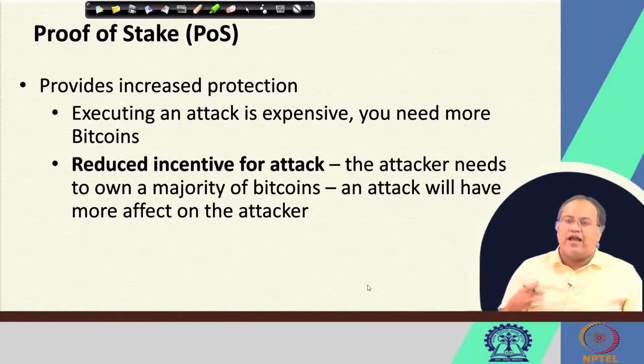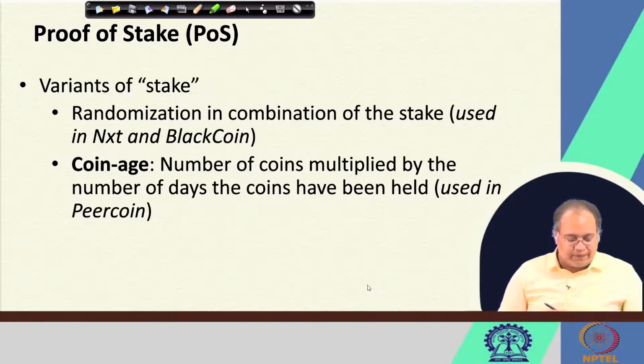So the attacker needs to own a majority of the Bitcoin to raise an attack. That way the attack will have more effect on the attacker. So rather than gaining, the attacker will possibly lose. So that way it provides more protection compared to proof of work.